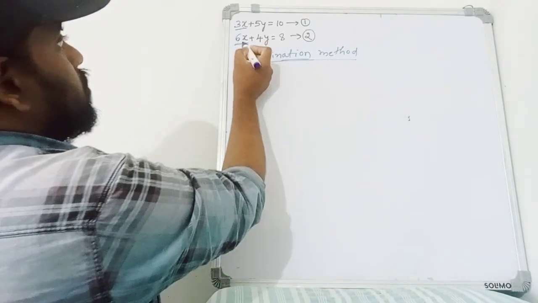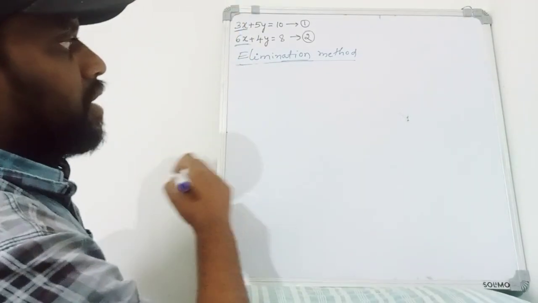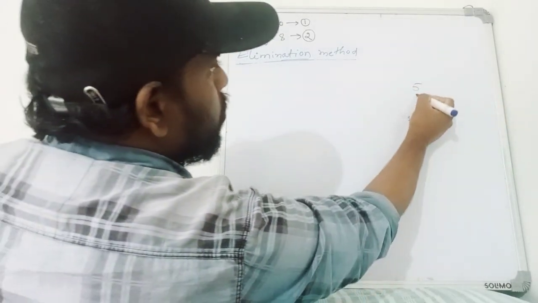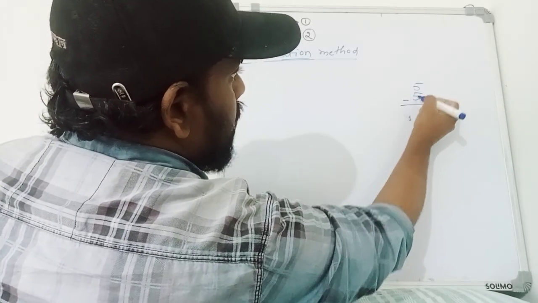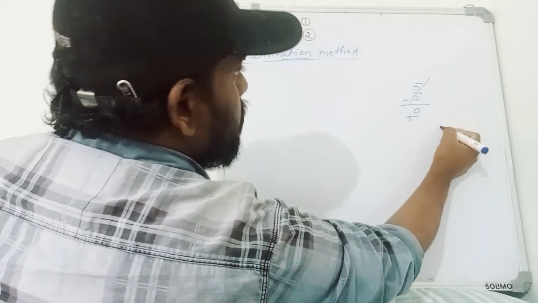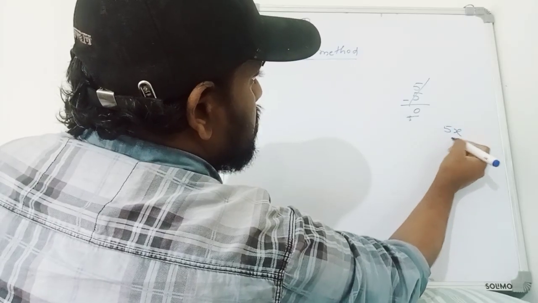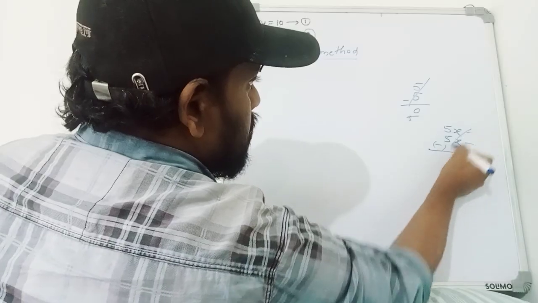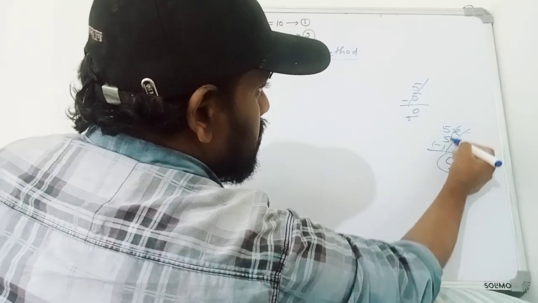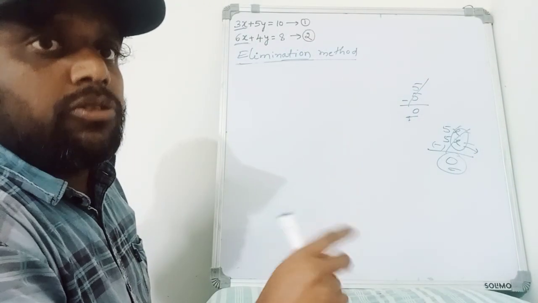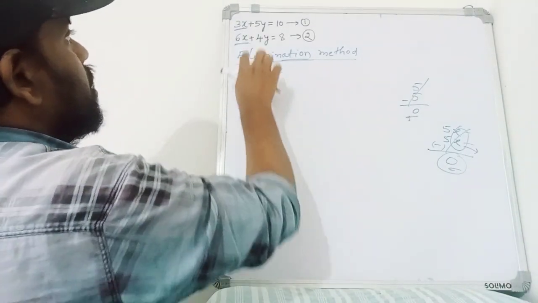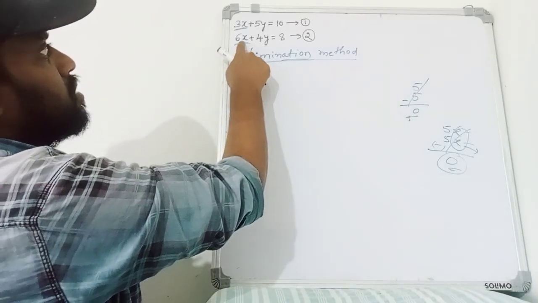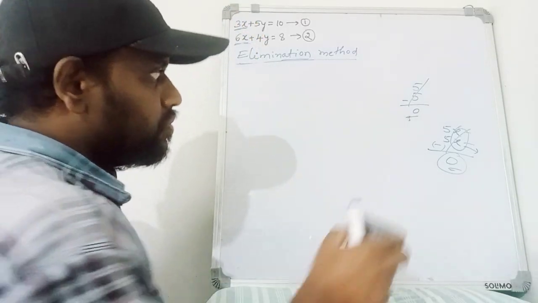To subtract so that one variable x will be eliminated, these terms should be the same, right? For example, if 5 is there, to eliminate 5, what can we do? Another 5. If we subtract, we will get 0, right? For example, 5x is there, 5x is there. So when these two are the same, if we subtract, we will get 0. That means this x variable will be eliminated, it will be removed. In the same way, we have to remove the variable x. For that, this term and this term should be the same.